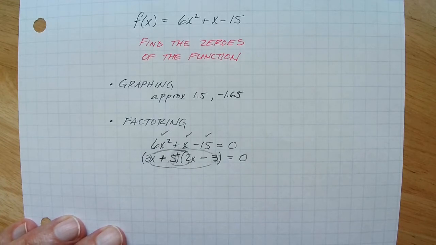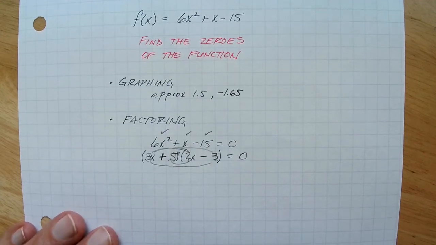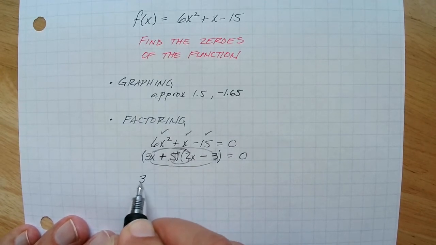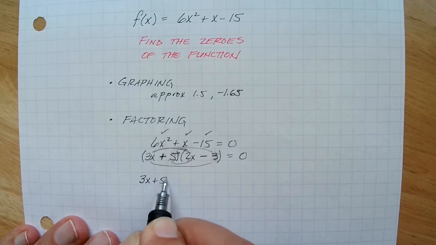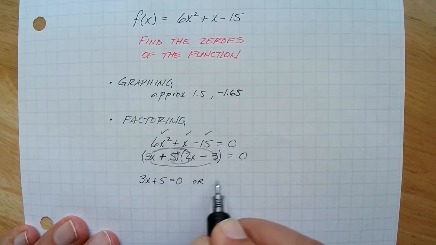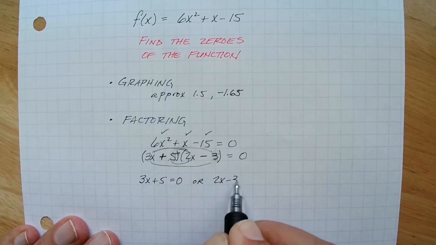Again, if you like to use the box method or the diamond method, whatever you're comfortable with for factoring is up to you. Once you have the factors, you then split them up into what we call cases. Well, now 3x plus 5 equals 0, or 2x minus 3 equals 0.